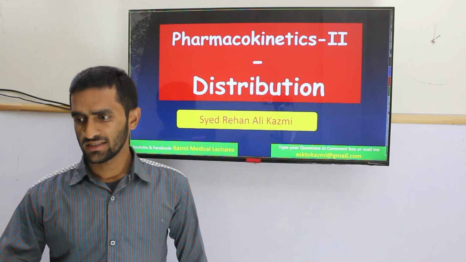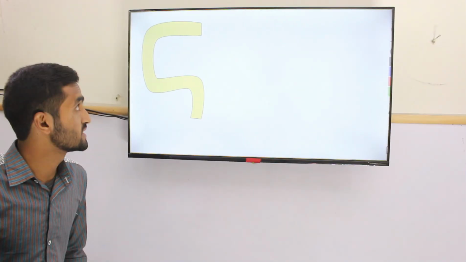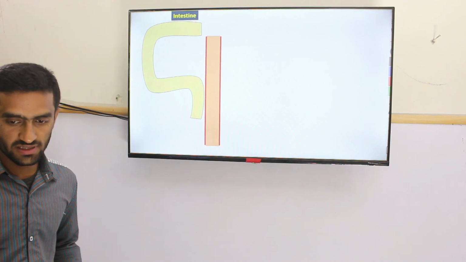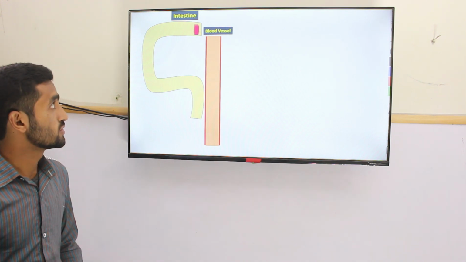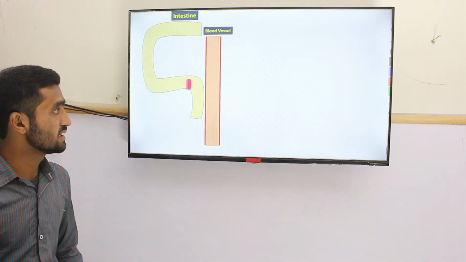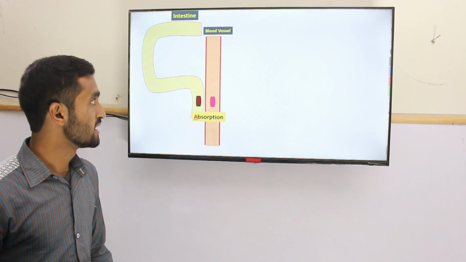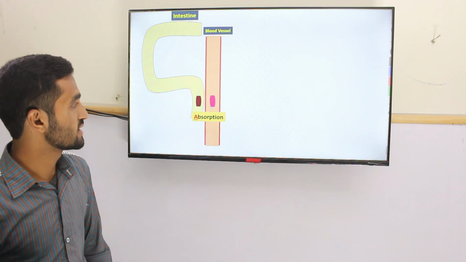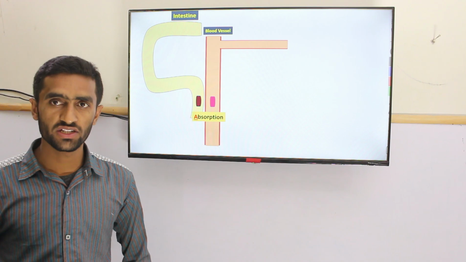So just look at the whole idea of pharmacokinetics. In the last lecture I showed this animation. The intestine is here, and your drug moves through your GIT tract, then it is absorbed into the blood vessel. So this is our first step. If it's intravenous, there is no need for absorption. The next step after absorption is distribution.